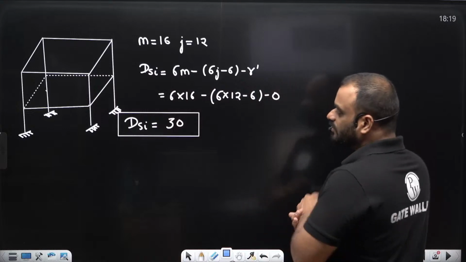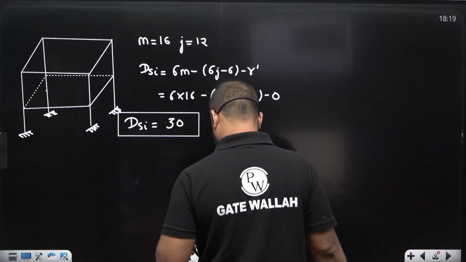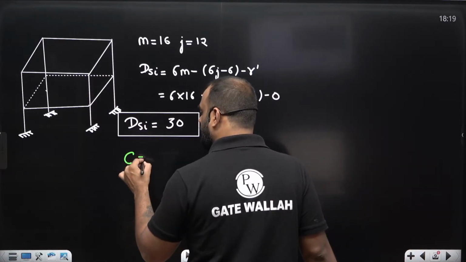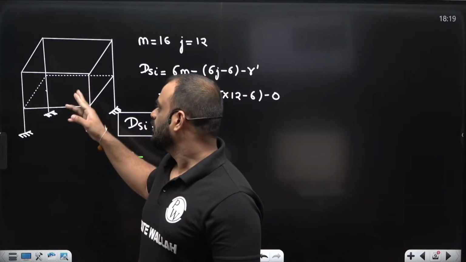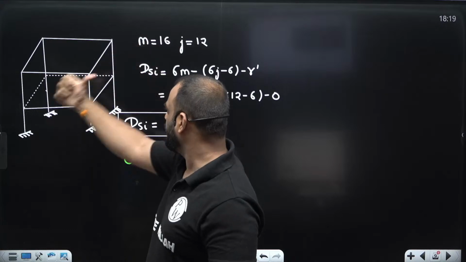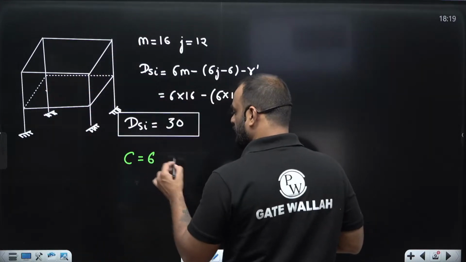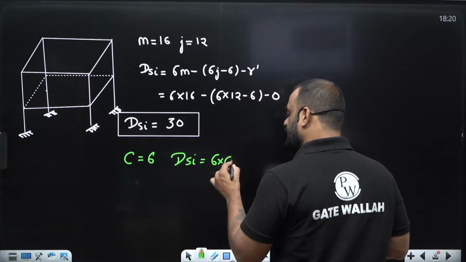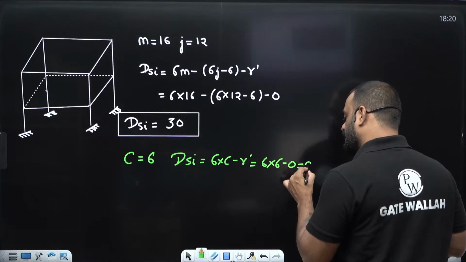Now, guys, let us apply the formula of closed loop also. How many closed loops do we have? If you count it, let's see. 1, 2, 3, 4, 5, and 6. So the total number of closed loops is 6. Then can I write here DSI is equal to 6C minus R dash. So 6 into 6 minus 0, it is equal to 36.